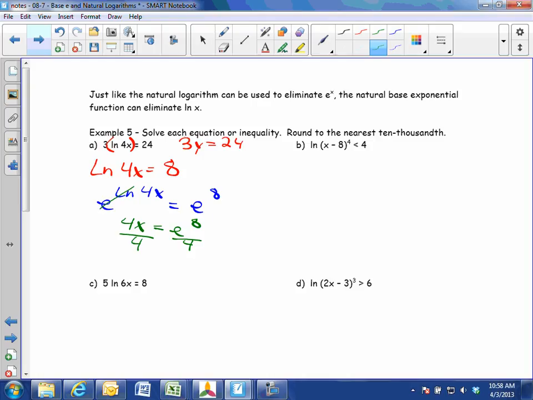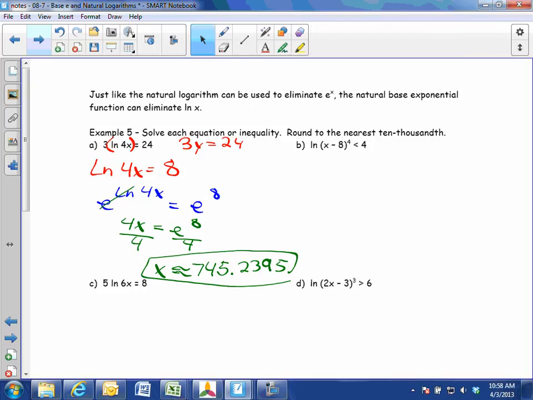So then we plug it into your calculator. Make sure you're using e. You'll probably have to push a second or a shift key to get there. I got 745. Yep, you got it. And it says round to the nearest ten-thousandth, so you want 4 places again. Divide by 4. Yep.